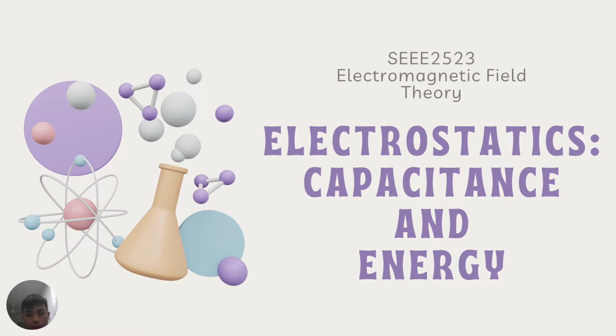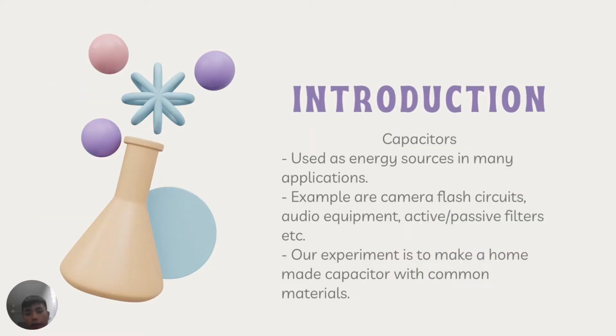Now let me introduce our research topic, which is about capacitance and energy. So what is capacitance? The capacitance comes from the capacitor, which is used to measure the ability of a capacitor to store electric charge. In our daily life, the capacitor is quite useful as it can be used as an alternate energy source in many applications in place of other energy sources such as battery. This is due to its energy storing characteristics and it can provide an enormous amount of energy at a rapid rate. For example, we can use it on camera flash, audio equipment, active or passive filters, and so on.